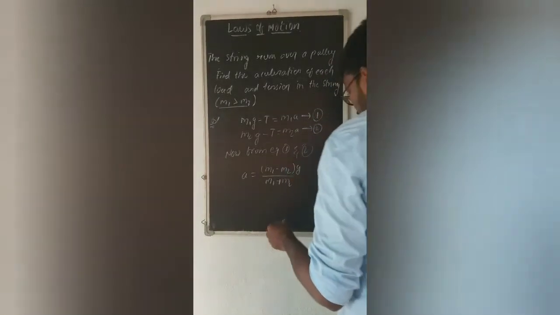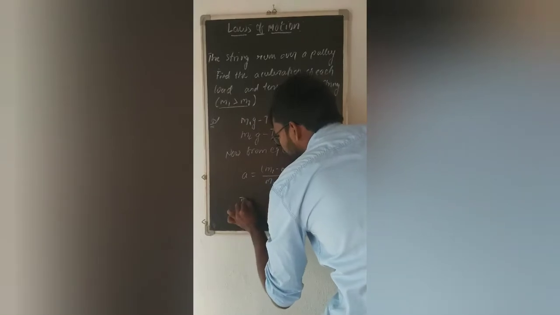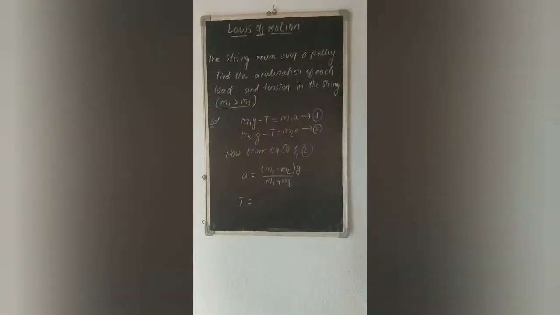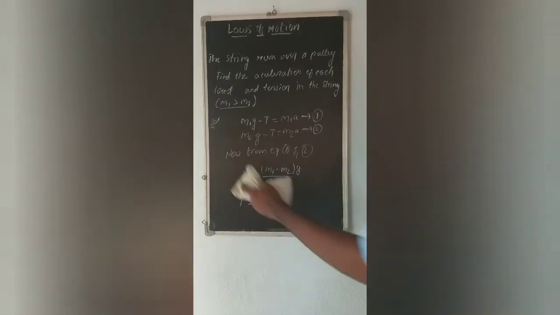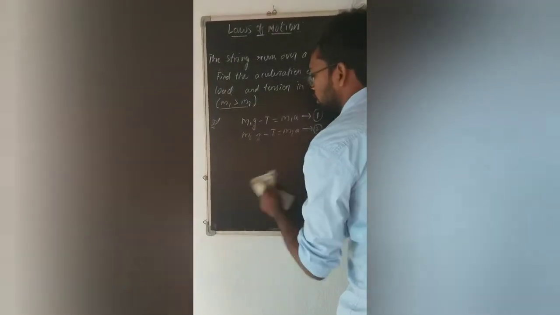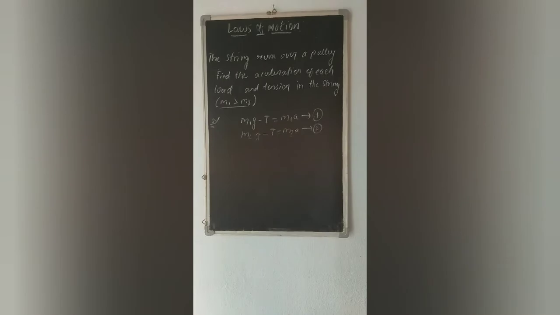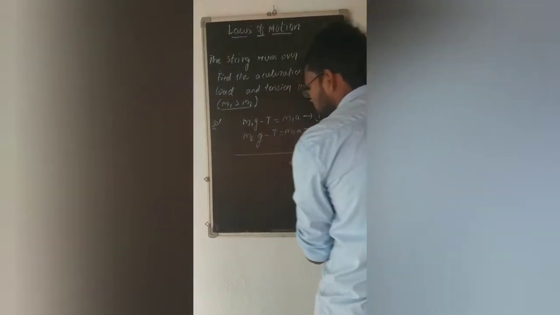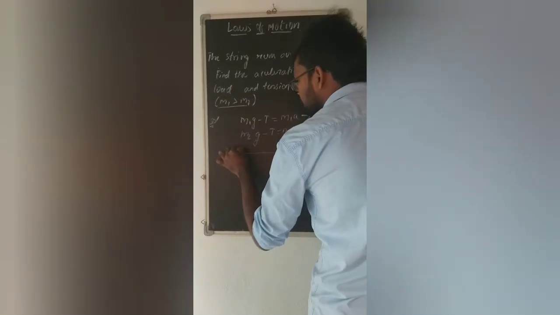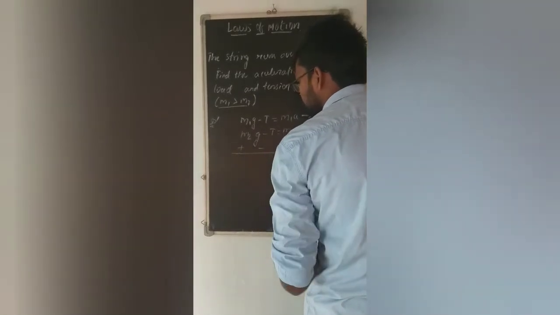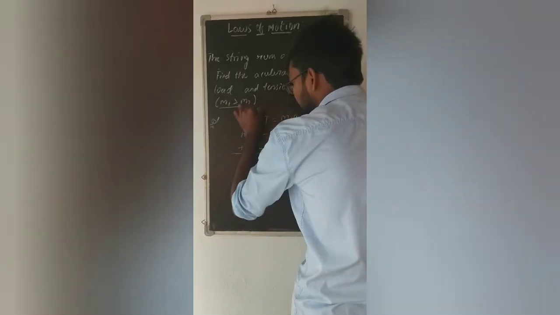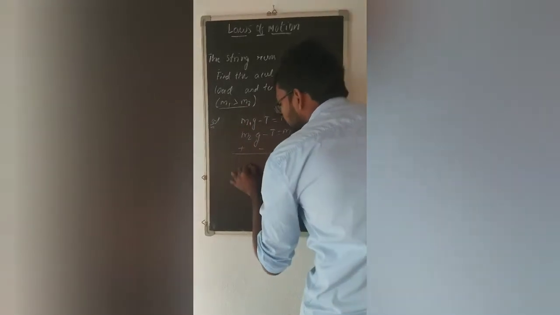Next one, from this equation only we write for tension. First of all, if we write for acceleration, I will write it here. By solving equation 1 and 2, we will get, so just add the equations, positive minus plus. Okay, so we need to find the acceleration. Tension will get cancelled, then what will happen?